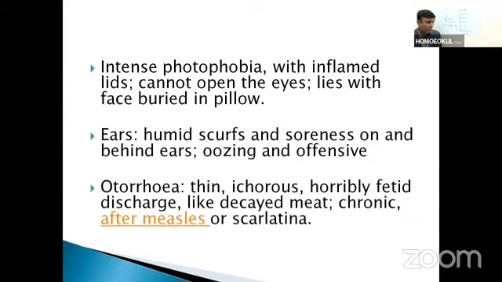Intense photophobia with inflamed lids. Cannot open the eyes, lies with face buried in pillow. There is photophobia with inflammation of eye. This is just opposite of conium maculatum. There is also photophobia or irritation from light without any inflammation. Here it is with inflamed lids. Got it?